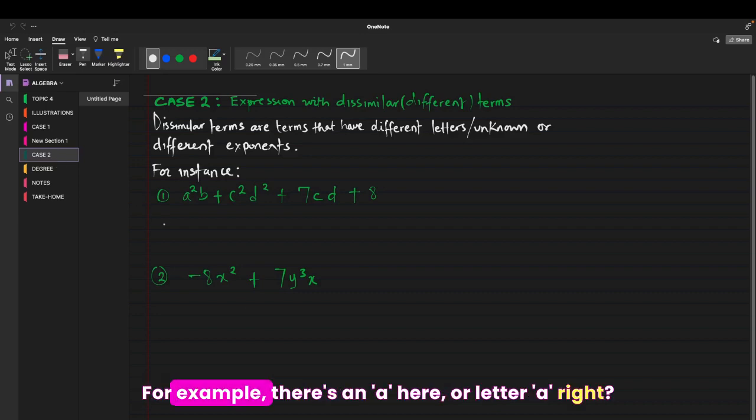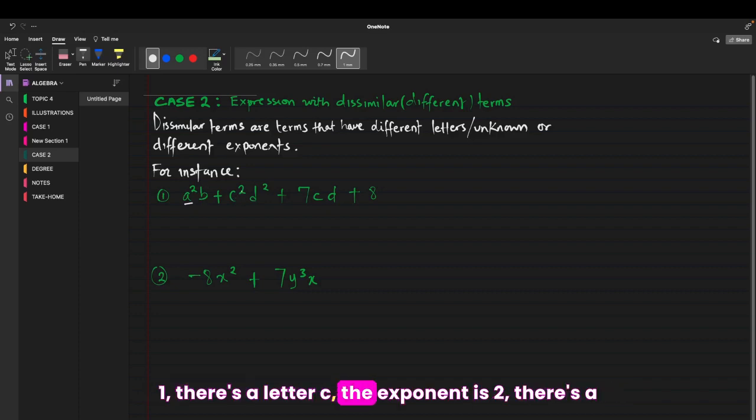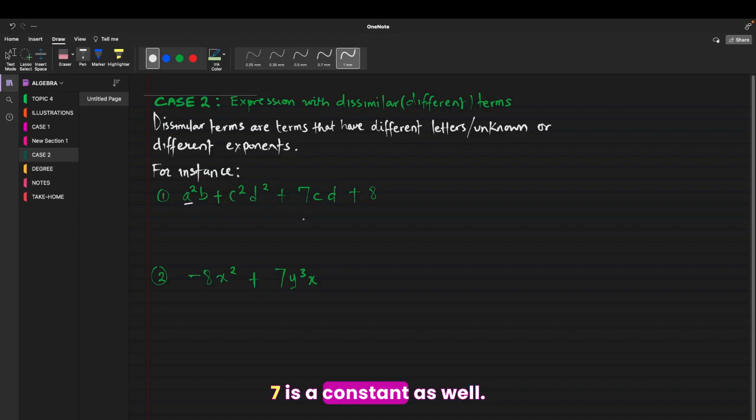For example, there's a letter a, the exponent is 2. There's a letter b, the exponent is 1. There's a letter c, the exponent is 2. There's a letter d, the exponent is 2. There's a c, there's a d, and there's an 8, which is a constant. 7 is a constant as well.